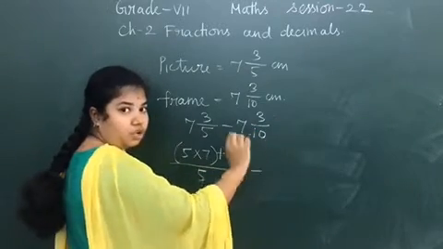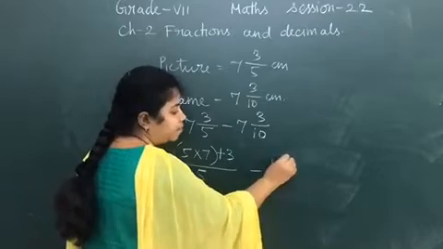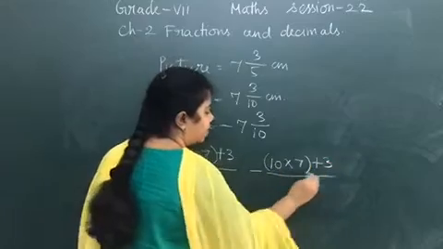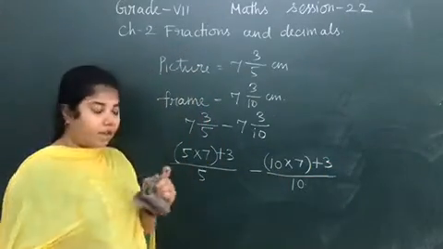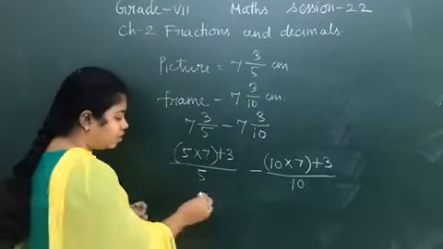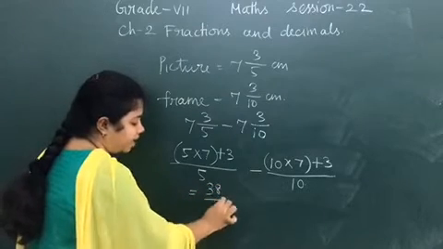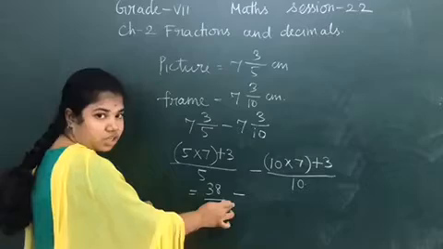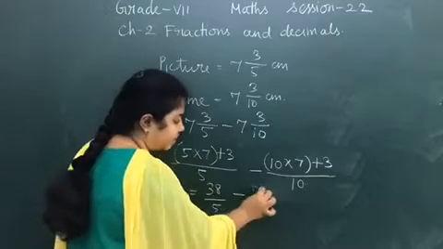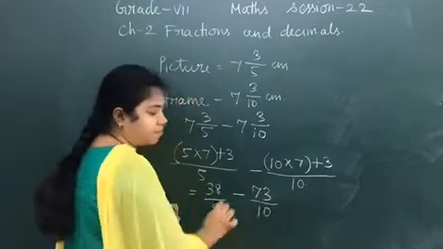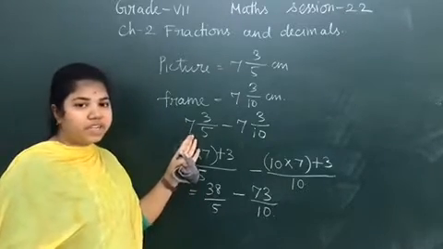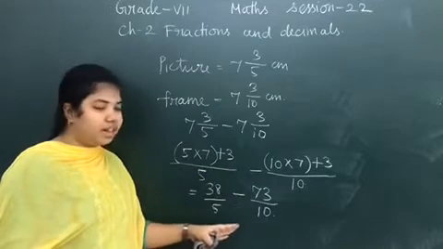Here this mixed fraction to improper fraction: denominator into whole number plus numerator divided by denominator. Now 5 into 7 is 35. 35 plus 3 is 38. So which is equal to 38 by 5 minus, the basic operation is minus, 10 into 7 is 70. 70 plus 3 is 73, 73 by 10. Now it is simple that we are taking subtraction. The mixed fraction I have converted to improper fraction and that's it.